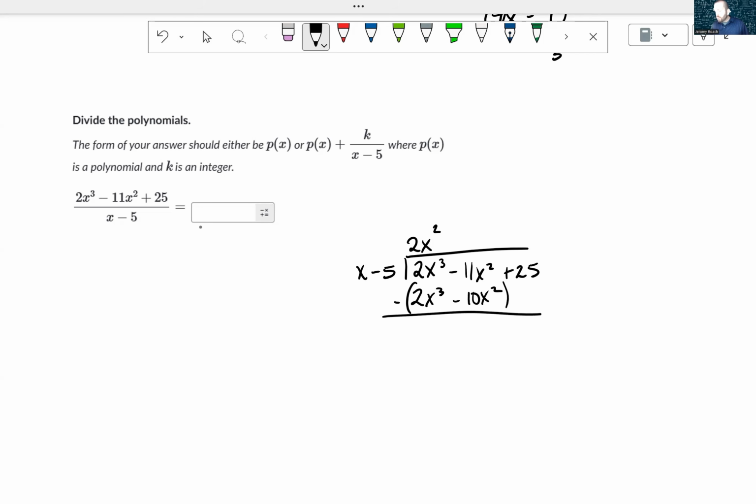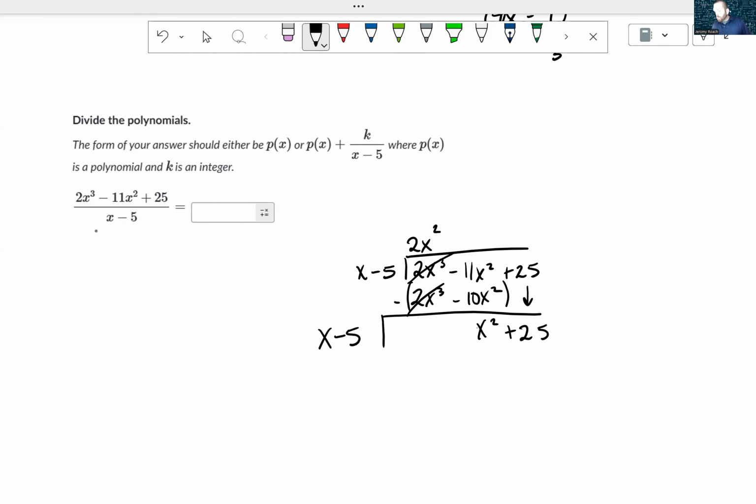Then we're going to subtract like that. This minus goes to both terms, so you can write the minus that way. Sometimes it helps students to do the parentheses, then erase them, then change that second term sign. Or you can just leave it like this. So this is 2x cubed minus 2x cubed. That's 0. 11x squared minus negative 10x squared is 11x squared plus 10x squared, which gives us negative 11 plus 10 is 1. 1x squared. We bring down the next term, which is 25.